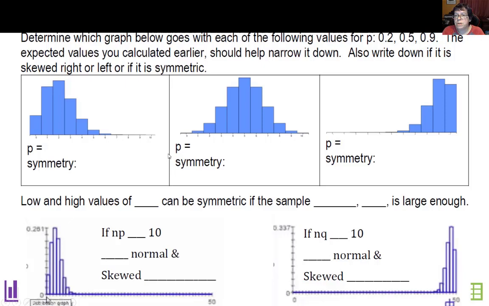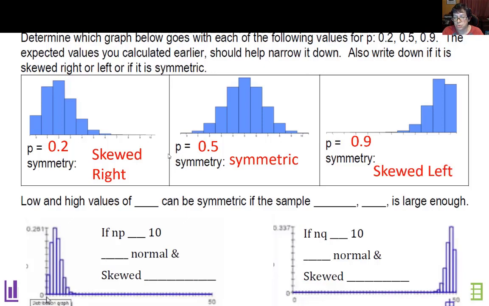So determine which graph below goes with each of the following values. So 0.2 is actually for the left graph, all right? And if you look at it, and this is only a few trials, 10 of them, it's skewed to the right. If the middle one is 0.5, that's roughly symmetric, and the right one is 0.9, and that is skewed left. So you'll notice before I had 0.2 and 0.9, and those were not skewed. Those were roughly symmetric, approximately normal.